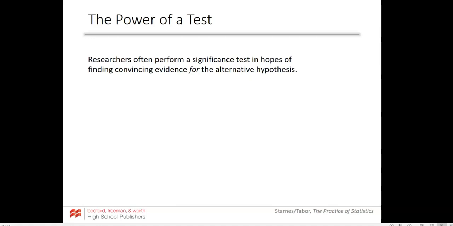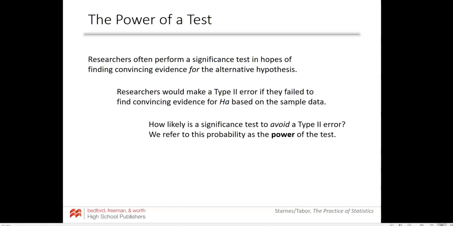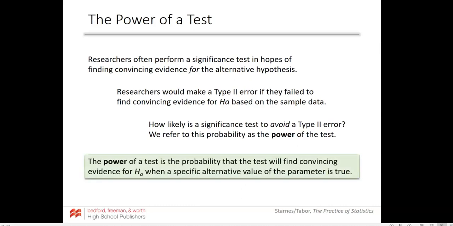So oftentimes you perform a significance test to find convincing evidence for the alternate, right? So you're trying to prove the alternate true. But they would make a type 2 error if they failed to find convincing evidence for the alternate. How likely is it to avoid a type 2 error? So the opposite of a type 2 error is the power of the test, the inverse, the complement, however you want to think about it, but they're definitely related, but as one's going up, the other one's going down in the same exact proportion.